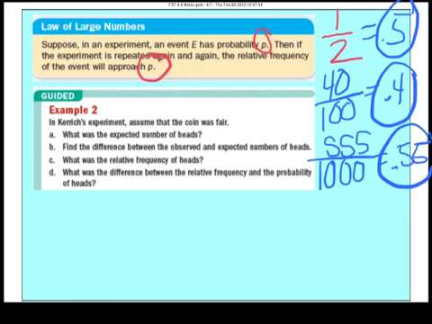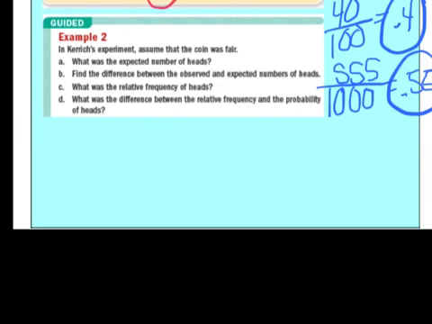So if we continue to look at example 2, it says here, in Kerrich's experiment, assume that the coin was fair. And let me tell you about his experiment. His experiment was this, that he tossed a coin 10,000 times, and he actually got that heads showed up 5,067 times. Okay, so here's the question. What is the expected number of heads that he should get?